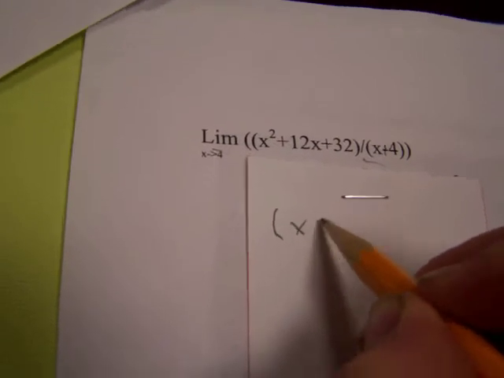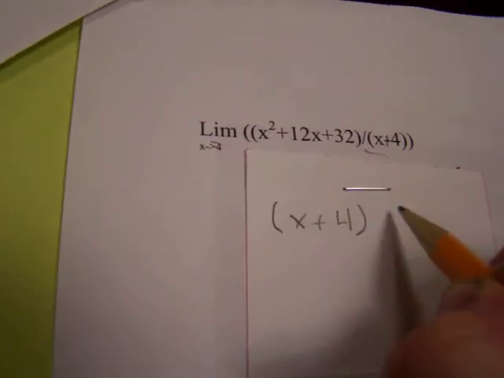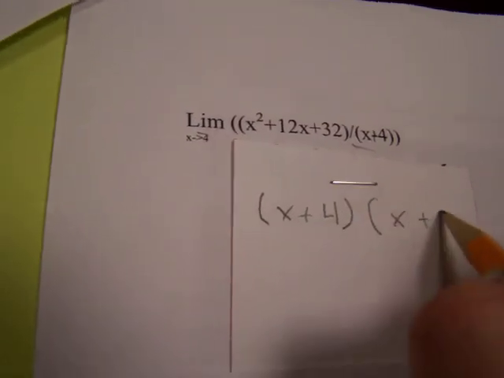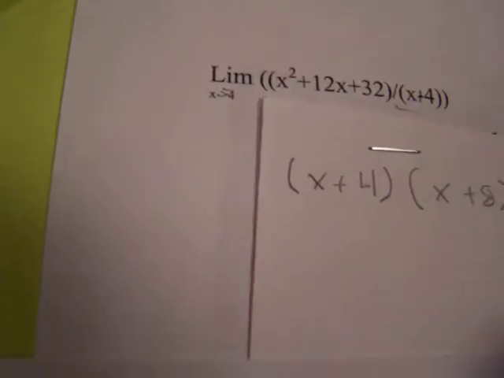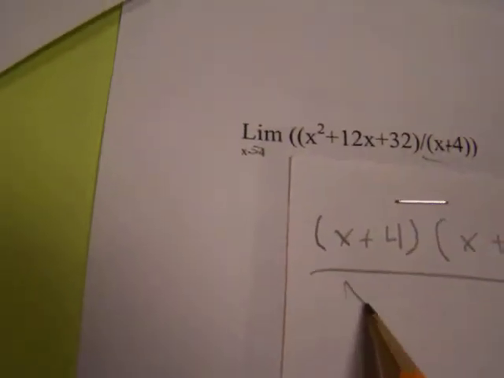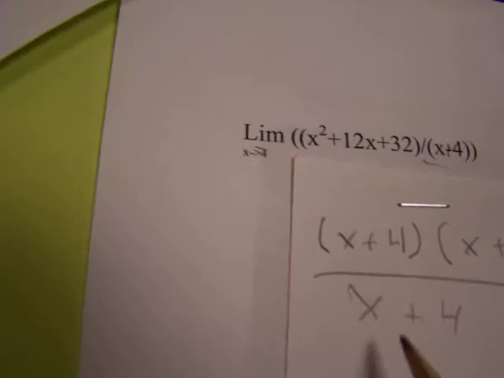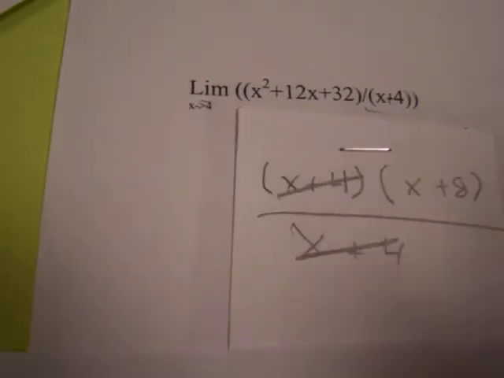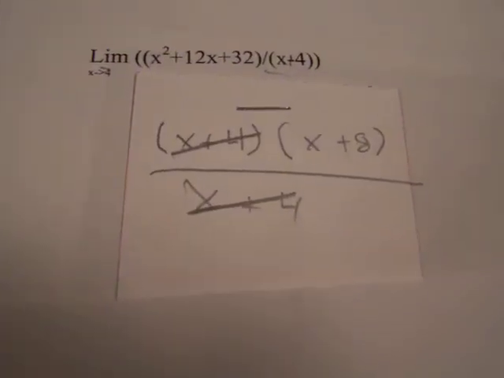So, let's factor it. When you factor this, you get x plus 4 times x plus 8 all over x plus 4. Your x plus 4's cancel, so now you can plug negative 4 into x plus 8 and get 4.